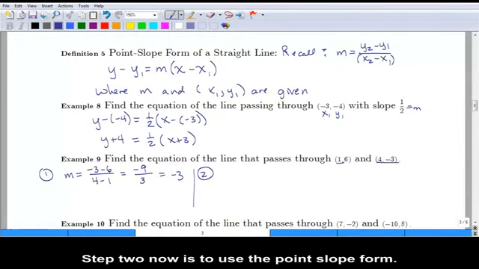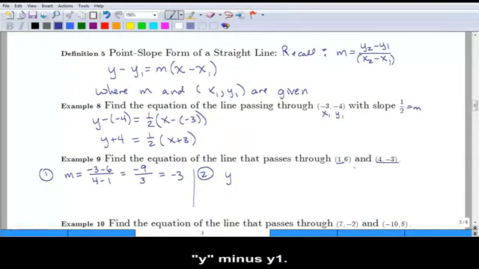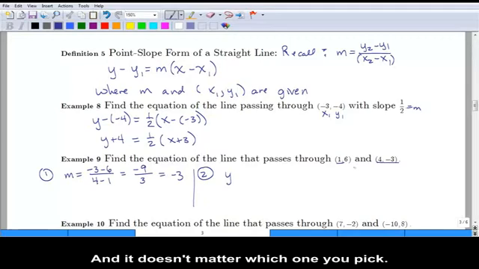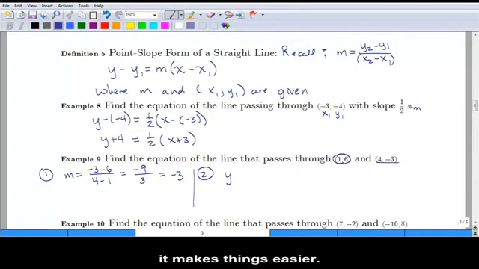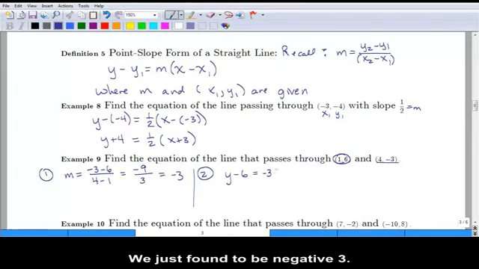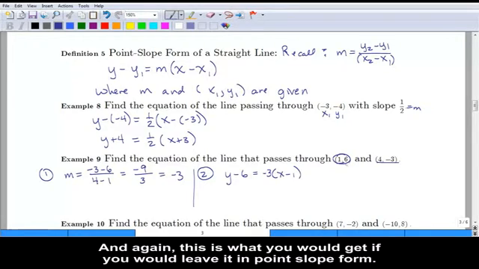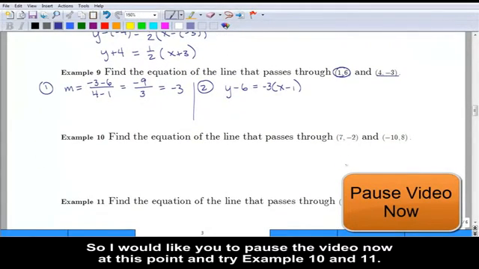Step 2 now is to use the point-slope form. So again, we're going to plug this in, y minus y1. And it doesn't matter which one you pick. I'm going to pick this first point because both things are positive. It makes things easier. So we've got y minus 6 is equal to m, we just found to be -3. And then we're going to have x minus 1. And again, this is what you would get if you would leave it in point-slope form. So I would like you to pause the video now at this point and try example 10 and 11.